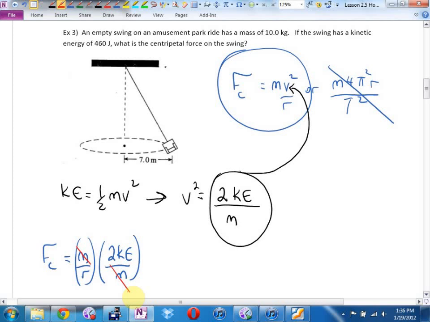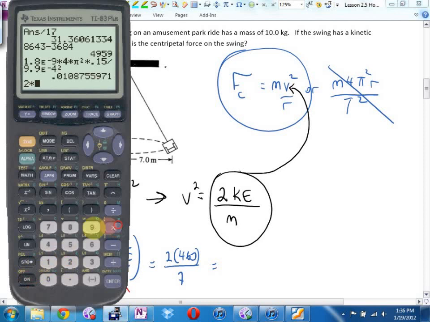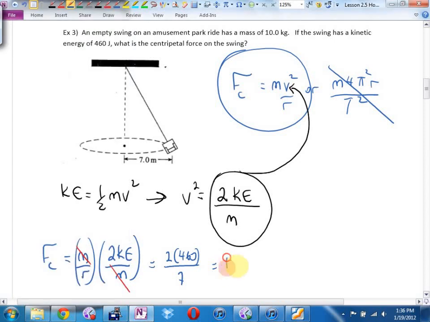Now I'm going to crunch the numbers. 2 times the kinetic energy divided by the radius, in the diagram, 7. What's the force that this particular empty car experiences? You get 131 newtons.